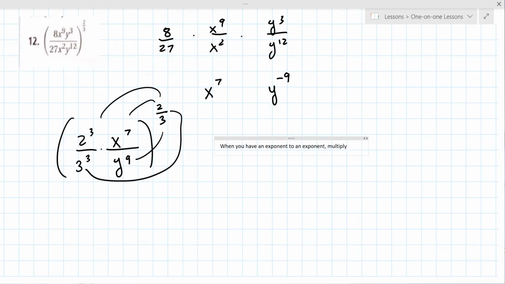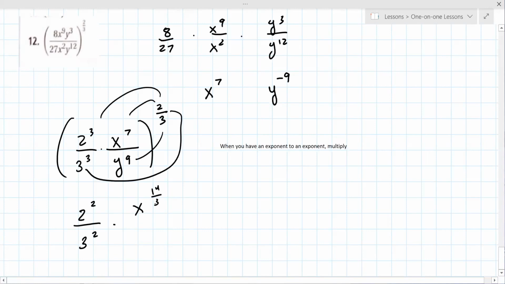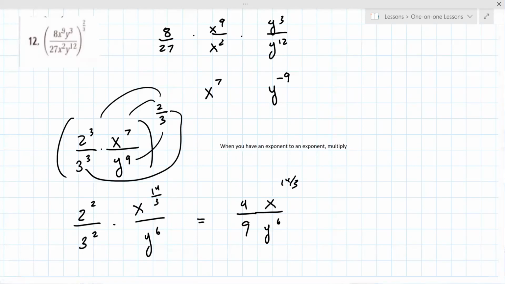So you multiply. What I mean is this 3 and this 2/3 you multiply, so that becomes 2 squared. 3 times 2/3 becomes 2. 7 times 2/3 is 14 over 3. 9 times 2/3 becomes y to the 6th. So your final answer here is 4 over 9, x to the 14/3, y to the 6th. Got it. All right, 13.